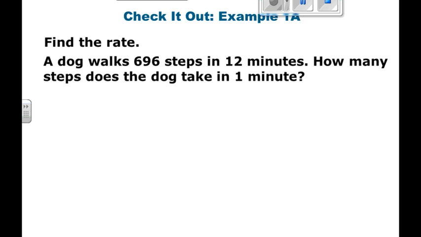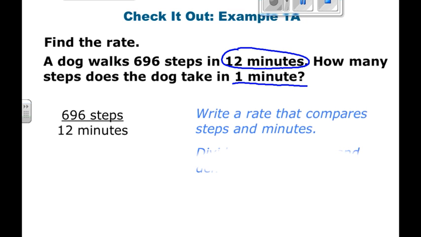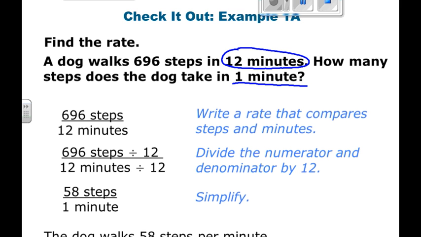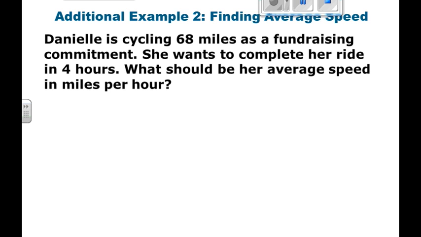To find the rate, again, a dog walks 696 steps in 12 minutes. How many steps does the dog take in 1 minute? So that 1 tells me what our denominator is. Minutes is going to be our denominator, so we're going to put the 12 on the bottom, and the 696 steps on top. Once again, we divide both by 12. 12 divided by 12 gives me 1. And then 696 divided by 12 gives me 58. So 58 steps in 1 minute. So how many steps can the dog take in 1 minute? 58.